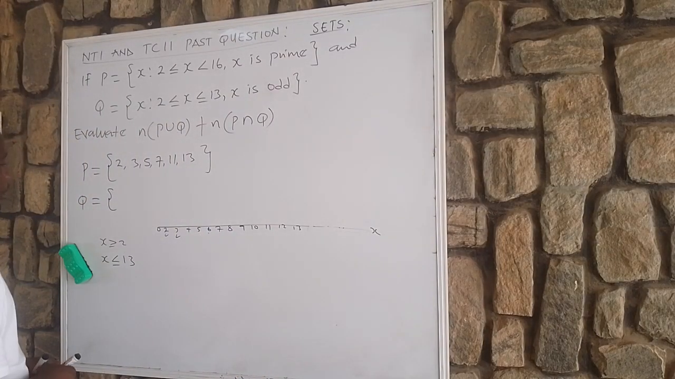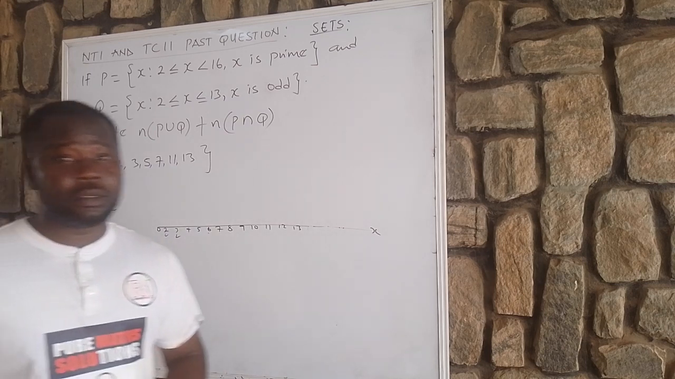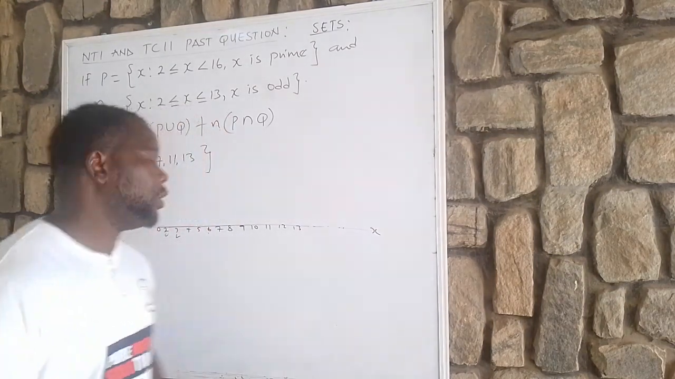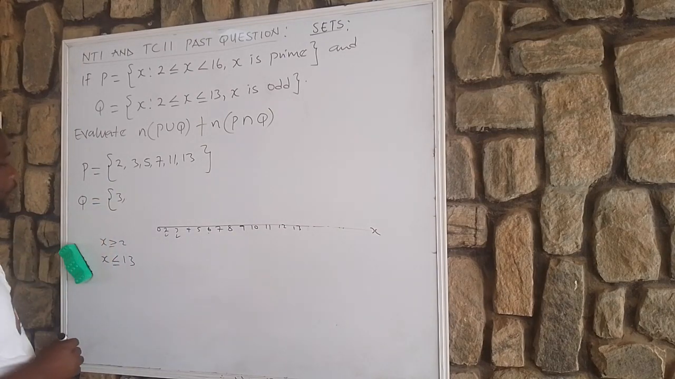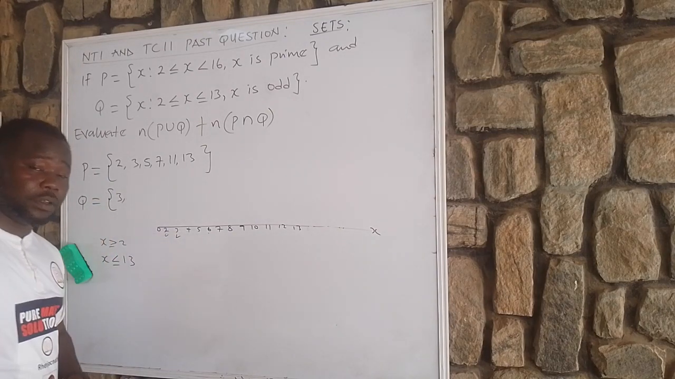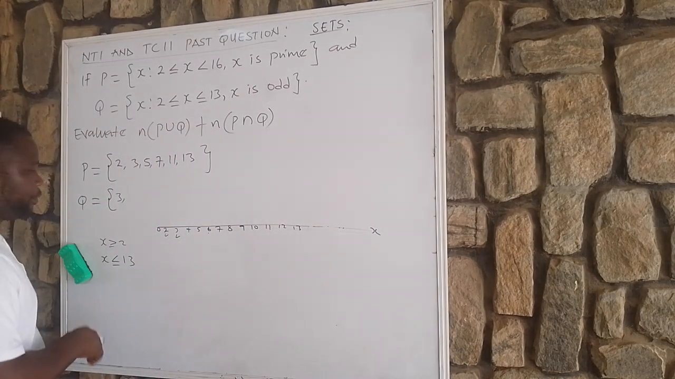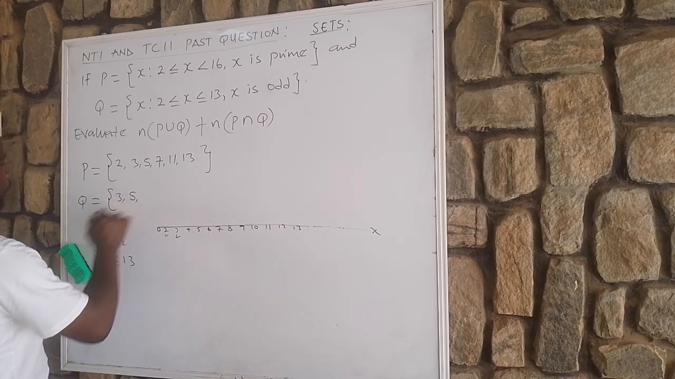So now let's start. x is greater than or equal to 2. Is 2 an odd number? No, because 2 can divide 2. 3 is an odd number. Is 4 an odd number? No. 4 can divide 2. True or false? Is 5 an odd number? Yes. 5 cannot divide 2.